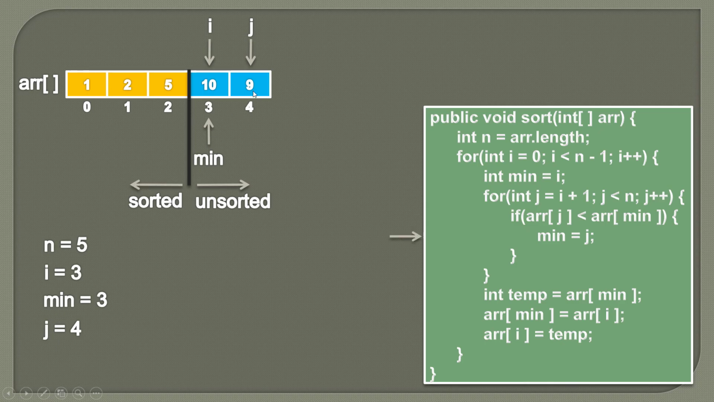And we have found our minimum element among these two elements. So min will be updated to 4 by assigning the value of j, which is 4, to min. We'll increment j by 1. So j becomes 5, which means that 5 is not less than 5. So this condition comes out to be false.